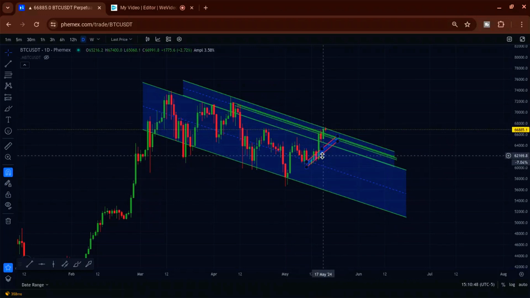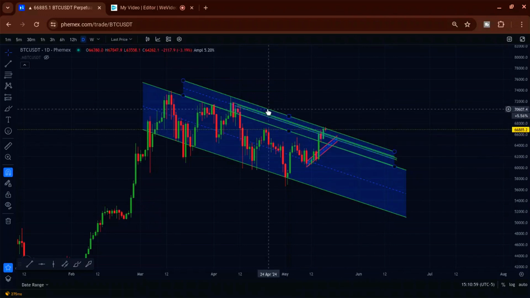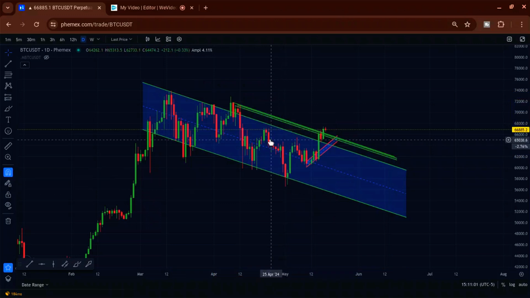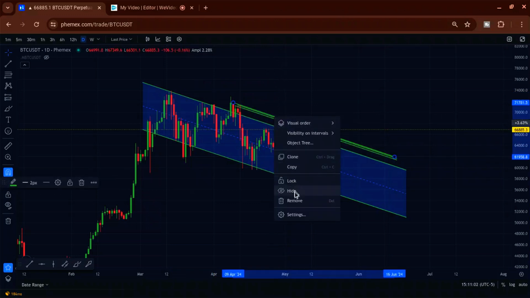Why would I leave that red channel in there now? Well, look at the trajectory. It goes up here like this. That could easily come back into play. So let's leave that one there actually. And we're going to strip off the bull trap extension. We're going to strip off all these trend lines here.